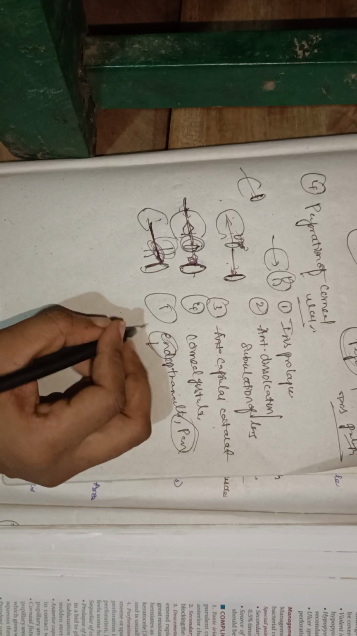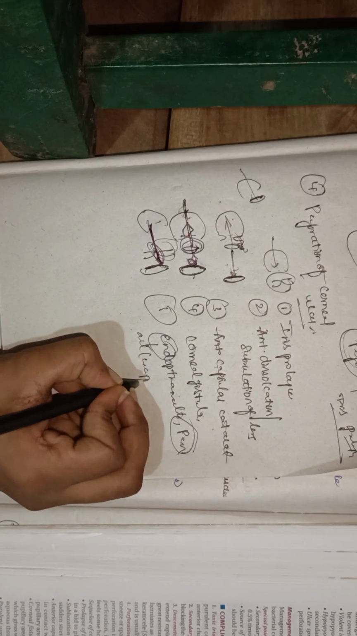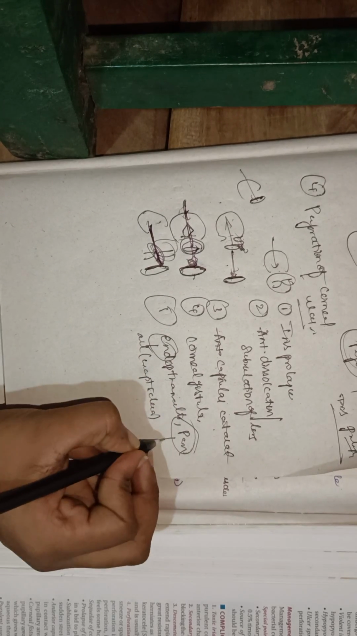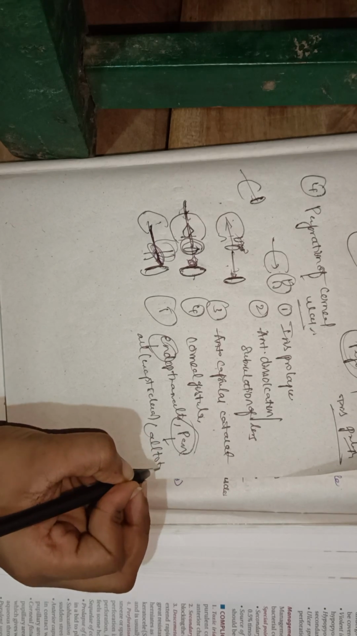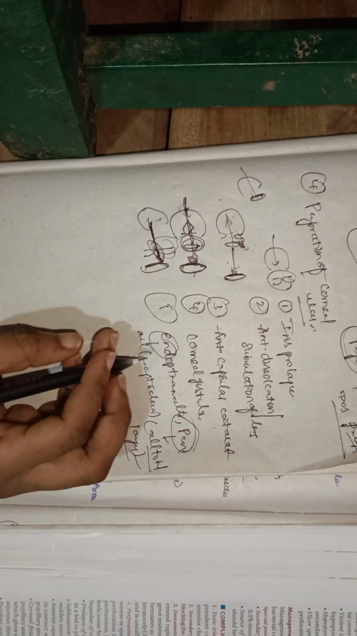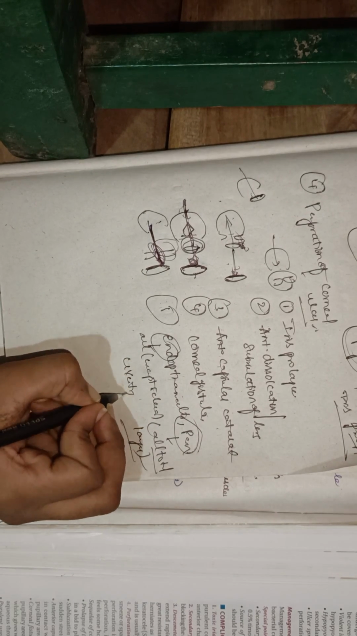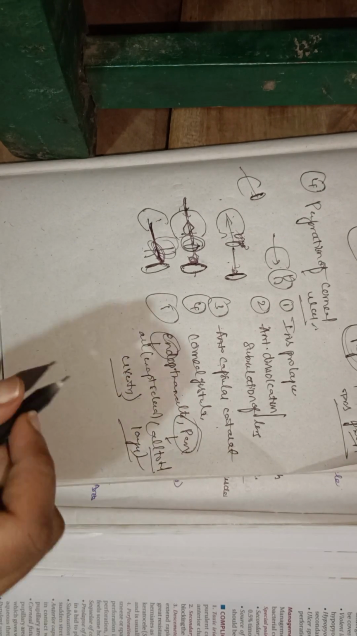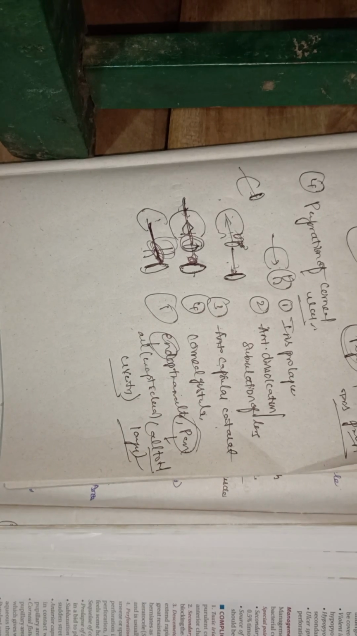Endo means all layers except sclera, whereas pan means total, all layers involved in inflammation. Sometimes it also leads to uveitis. These are the points that come under perforation of corneal ulcer.